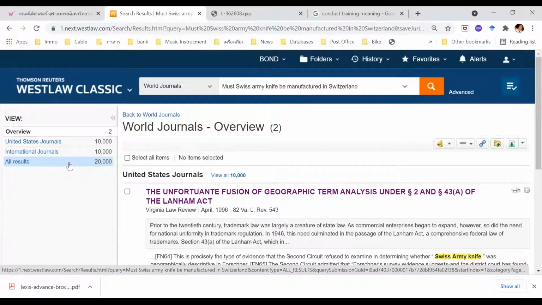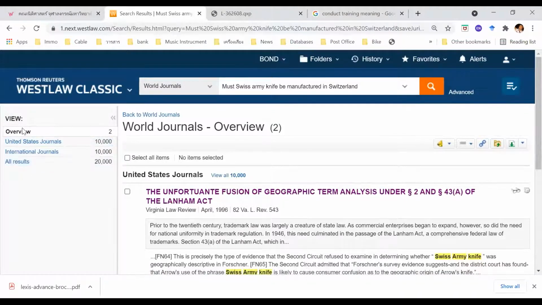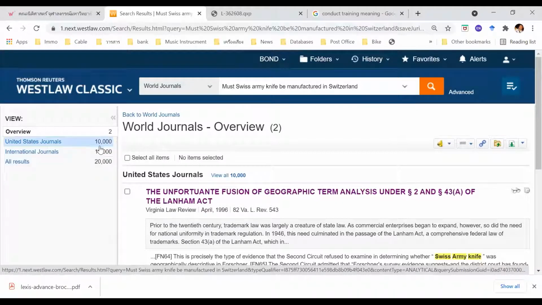Because you selected the word journals, the results are divided into major sources. The first one is United States journals, where you find a maximum of 10,000 results. And the rest is international journals, where you get another 10,000. All results, you get 20,000.